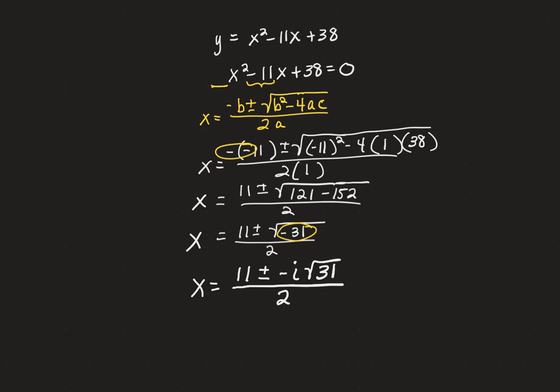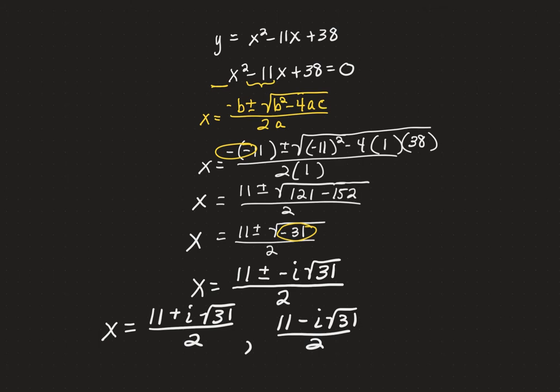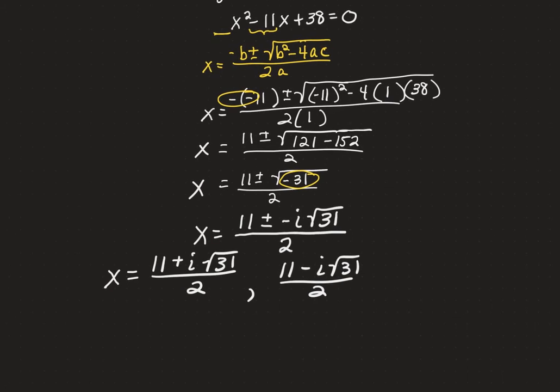And so we have two answers for x. x is equal to 11 plus i square root of 31 over 2. Sorry, sometimes I put a little tail in front of my i, but it's the same thing. And 11 minus i square root of 31 over 2. And the order there doesn't matter if you're writing them from smallest to largest. Actually, this would be reversed, but I'm okay with either order.